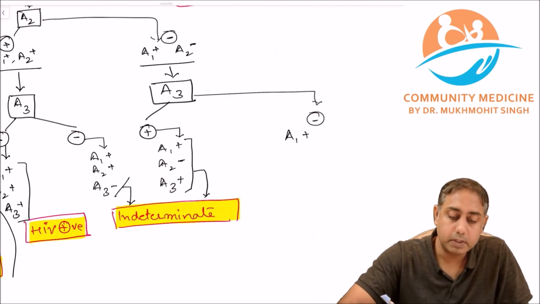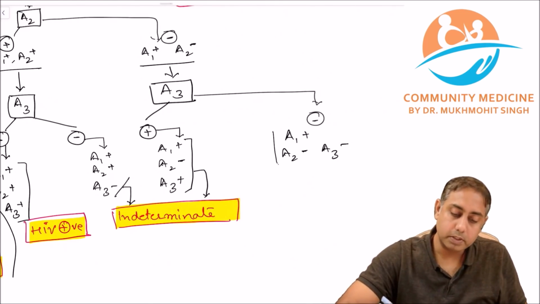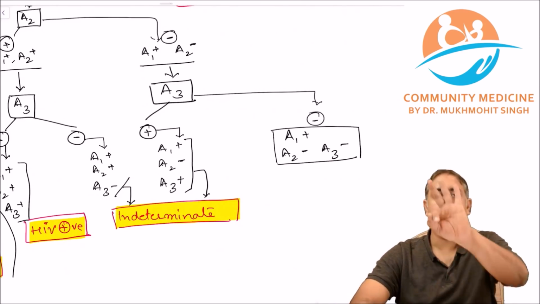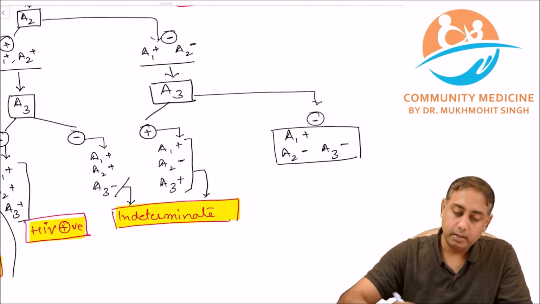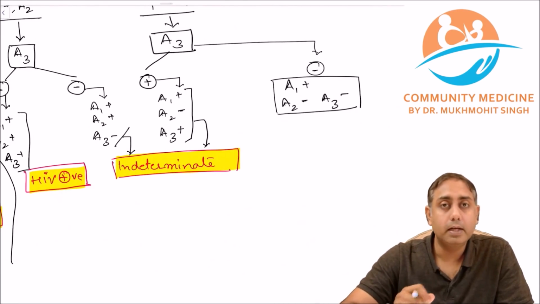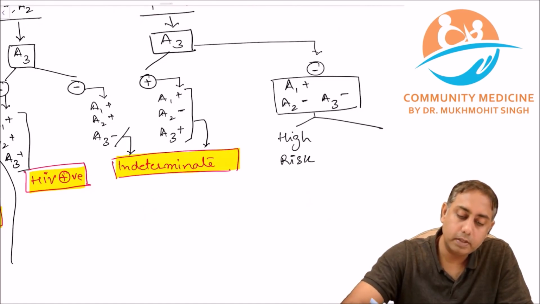This is A1 positive and A2 negative and A3 also negative. Now in case it is A1 positive, A2 negative, A3 negative, out of the 3 investigations, 2 are negative, only 1 is positive, slightly positive. Now you don't label it as directly HIV negative. You have to see whether they are high risk or whether they are low risk.